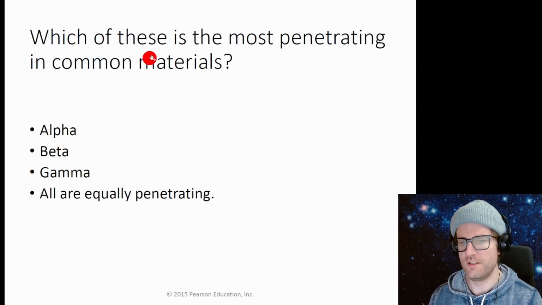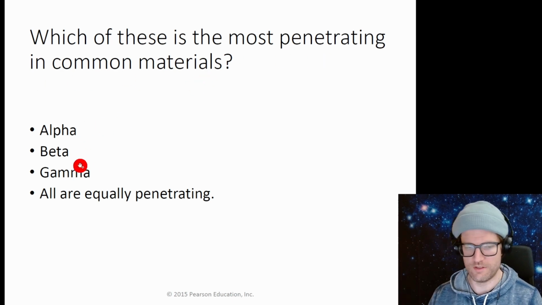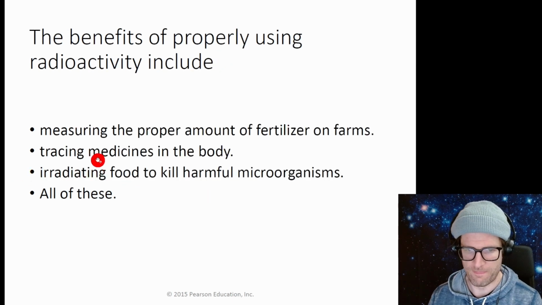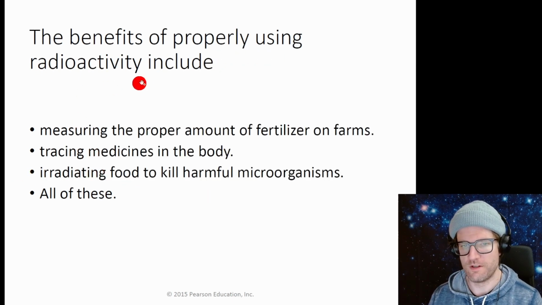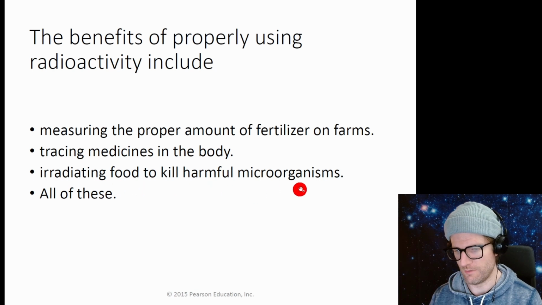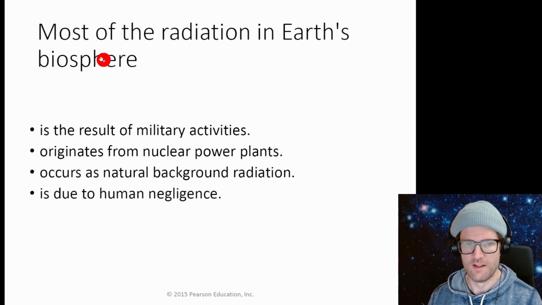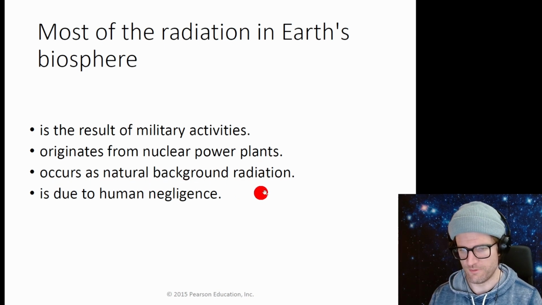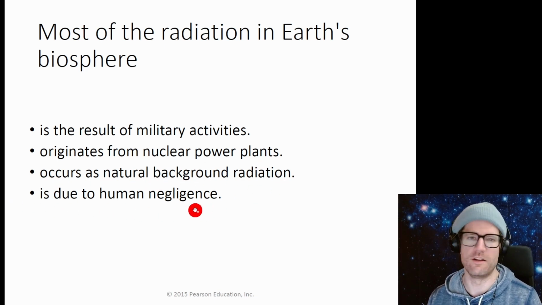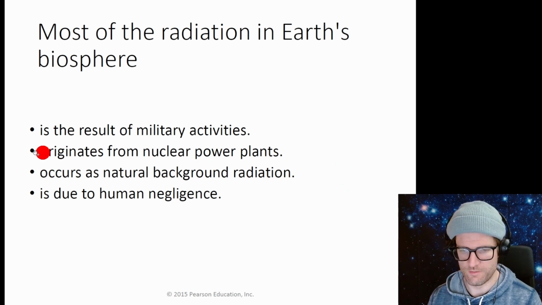Okay. Which of these is the most penetrating in common materials? Alpha, beta, gamma. We just have to look this up, and it's gamma. The benefits of properly using radioactivity include measuring the proper amount of fertilizer on farms, tracing medicines in the body, irradiating food to kill harmful microorganisms. All of these. It sounds like all of these. Most of the radiation in Earth's biosphere is the result of military activities, originates from nuclear power plants, occurs as natural background radiation, is due to human negligence. We've got to look this one up again. It occurs as natural background radiation.